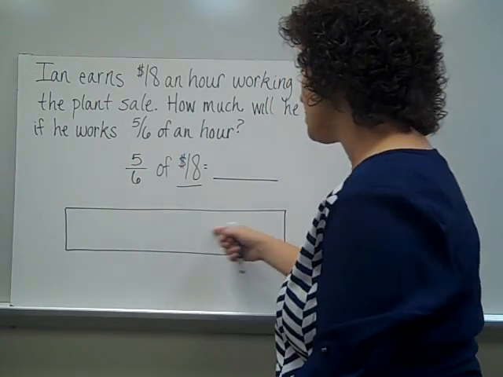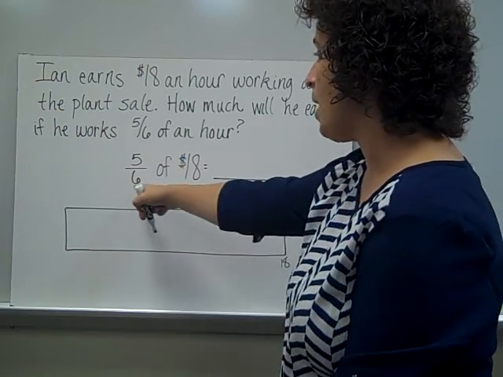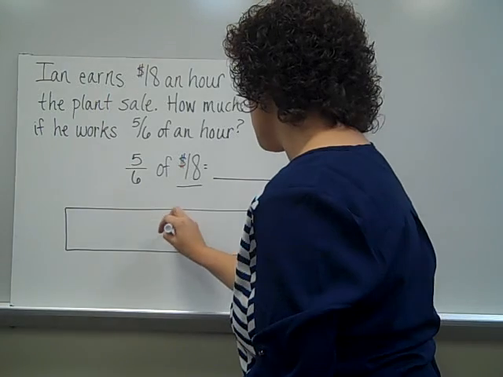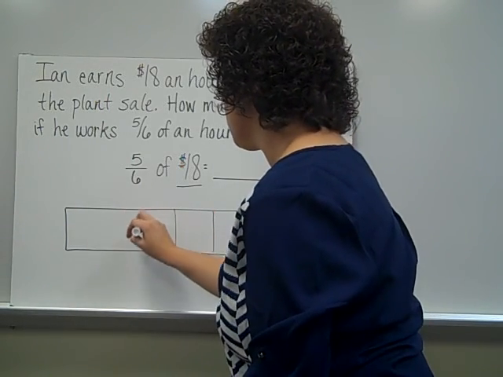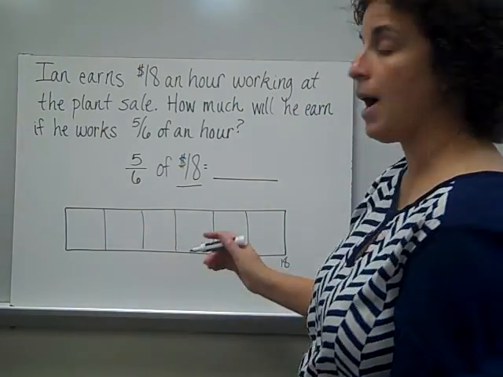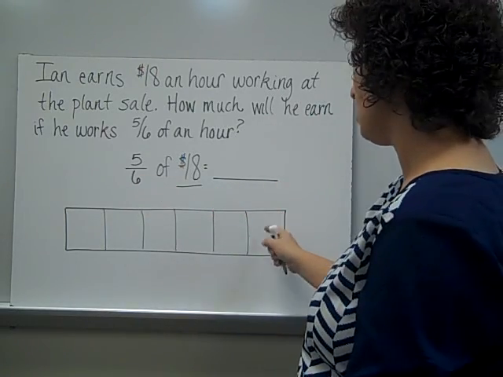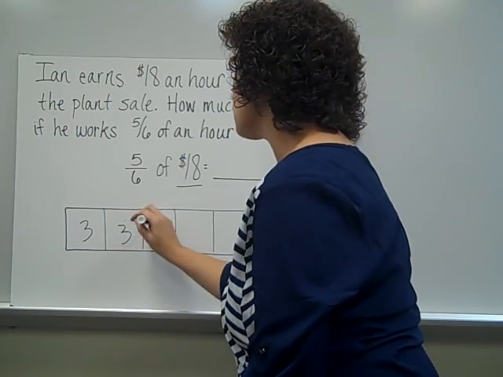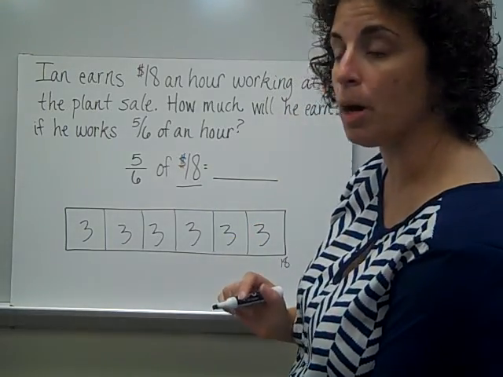All right, so this time my tape model is going to represent the 18, my whole number here. How many parts do I need to cut it into? 6, because my denominator is 6. So I'm going to start here in the middle, and then I need 3 pieces on the right, 3 pieces on the left, 1, 2, 3, 4, 5, 6. Yes, I have now taken $18 and I've cut it into 6 parts. Well, 18 divided into these 6 parts is 3, because 6 times 3 is 18, so I'm writing a 3 in every piece of my tape model.